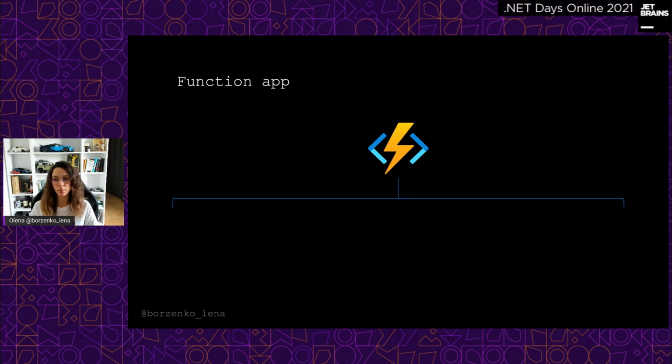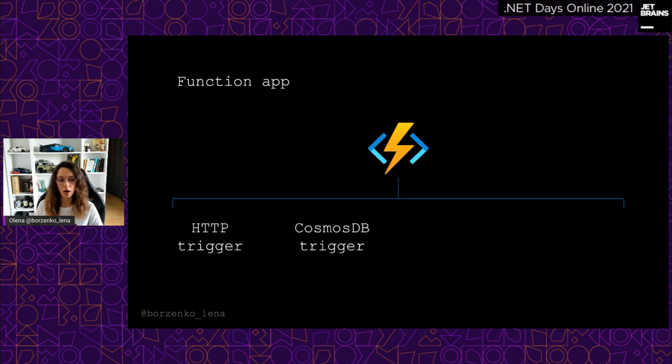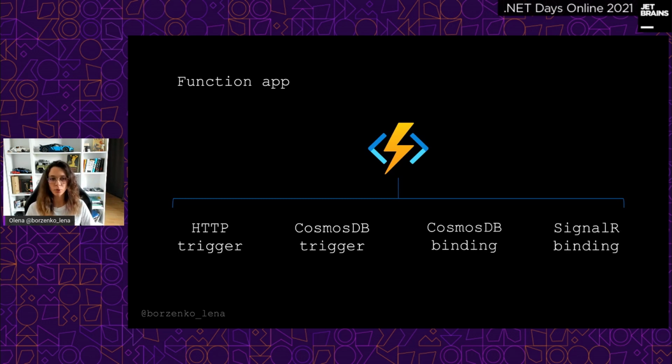The function app can have different triggers and bindings. Today we will have a look at a combination of some of them, and at how the HTTP trigger and Cosmos DB trigger work. We will also look at how the Cosmos DB input and output bindings and the SignalR input and output bindings work. And just to give a bit more understanding, every Azure function can have only one trigger. It doesn't matter which one, whether HTTP or Cosmos, but only one trigger.